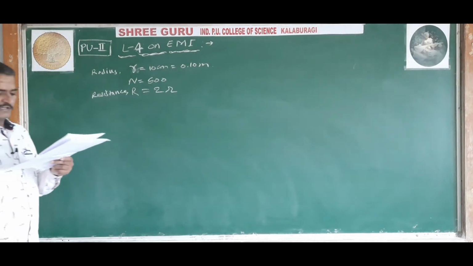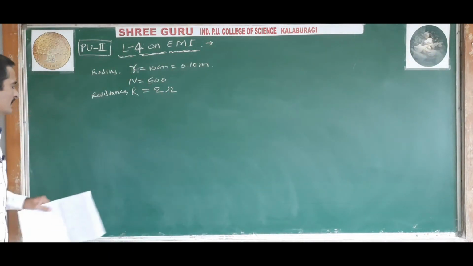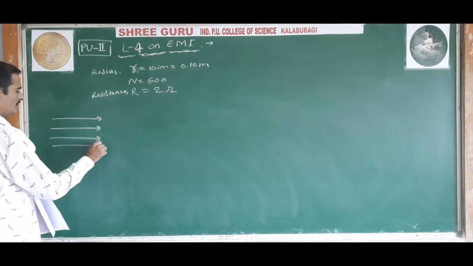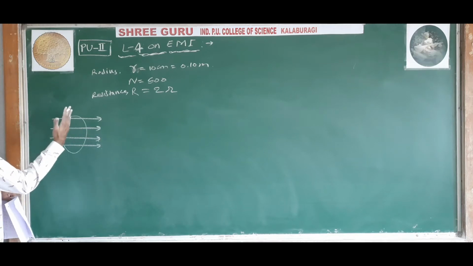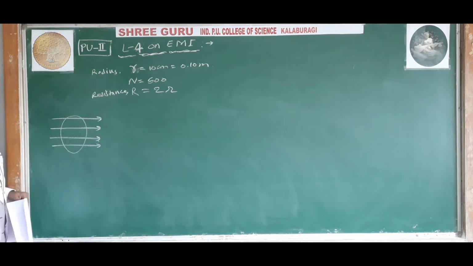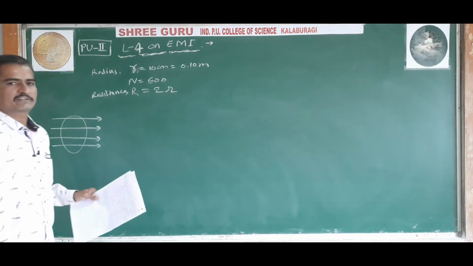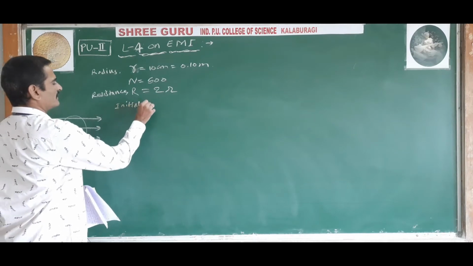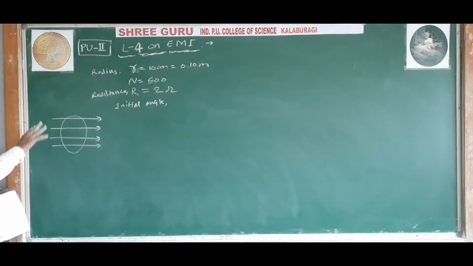It is placed with its plane perpendicular to the horizontal component of Earth's magnetic field. So there is a horizontal component of Earth's magnetic field and the circular coil is placed such that the plane of the coil is perpendicular to it. Understood? So that is the initial angle between the normal drawn to the circular coil and the magnetic field.